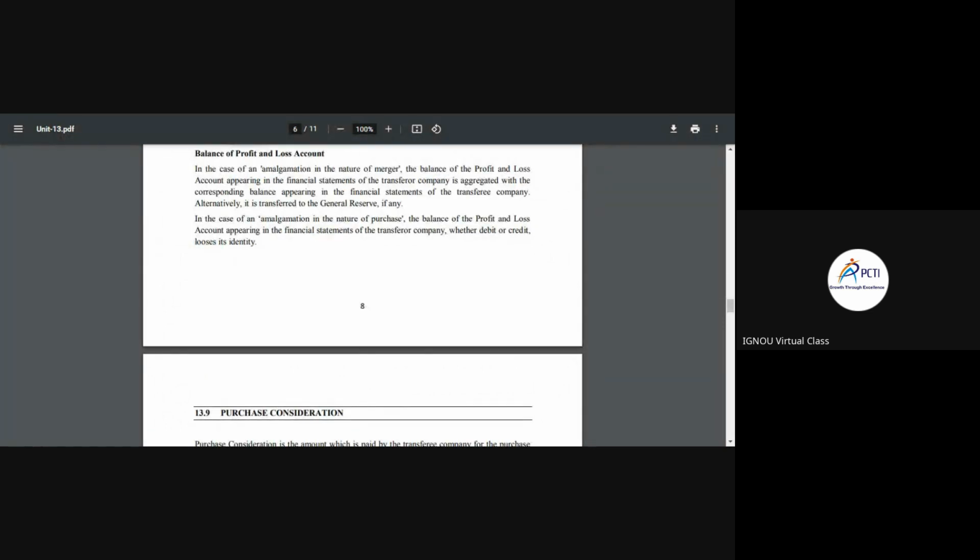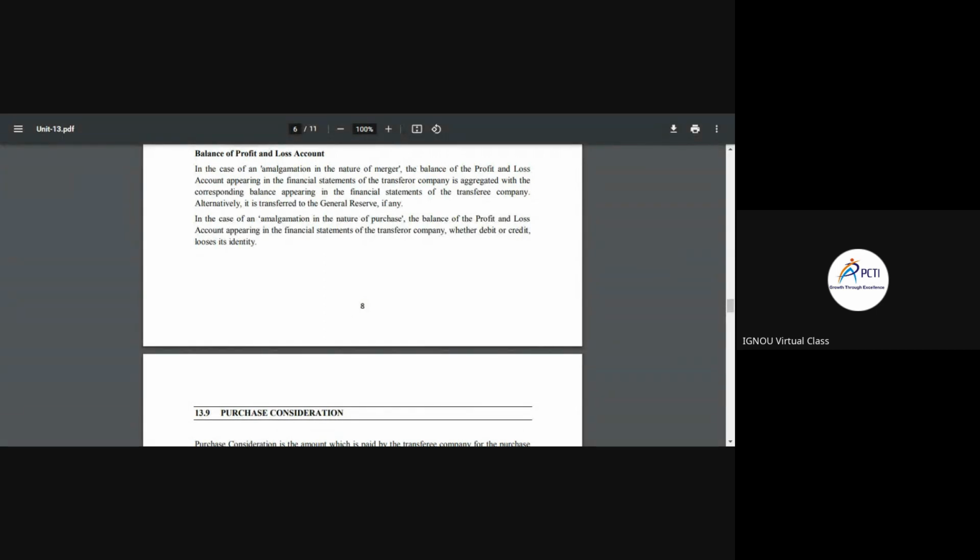So in the case of merger, the balance of the P&L account appearing in the financial statement of the transferor company is agreed with the corresponding balance appearing in the financial statement of the transferee company. Alternatively, it is transferred to the general reserve if there is any.